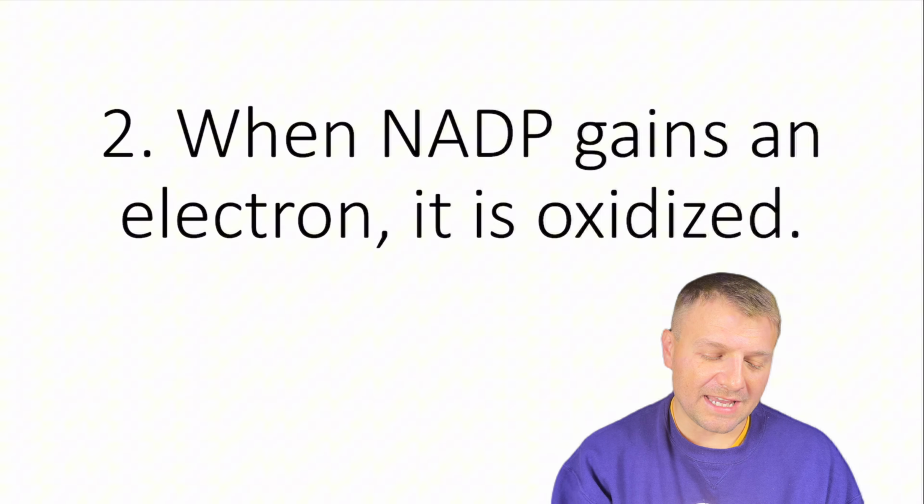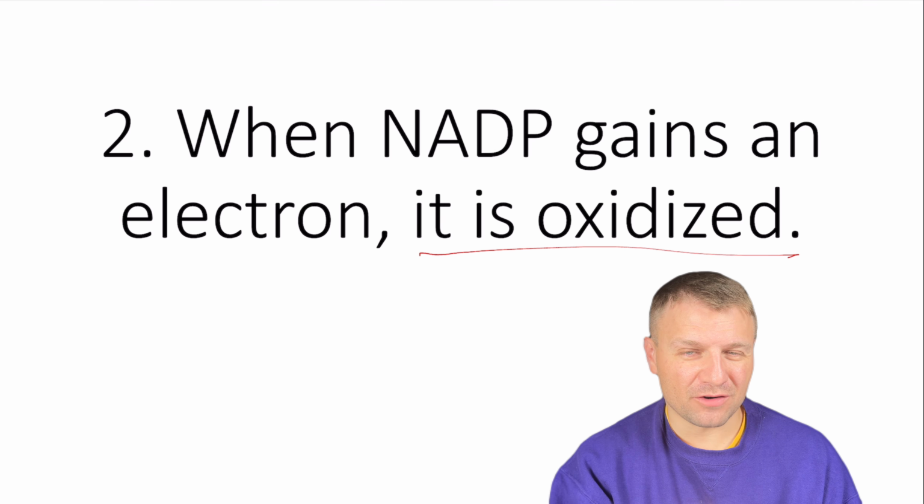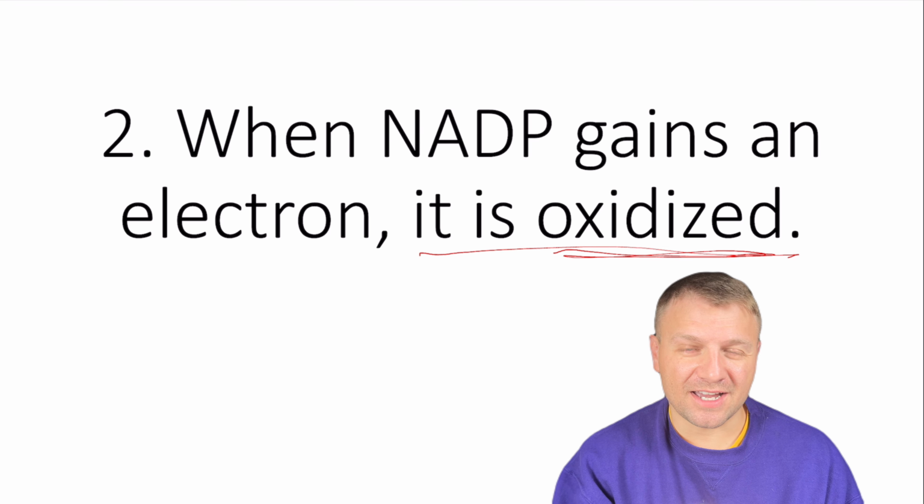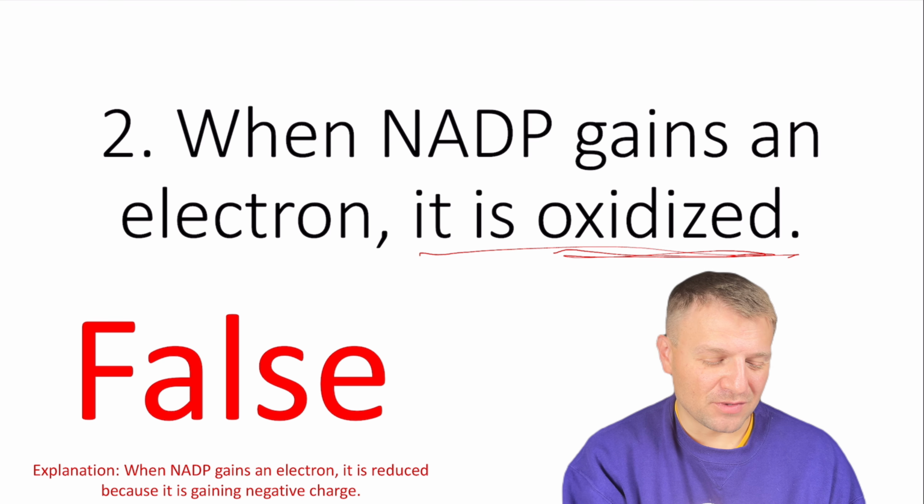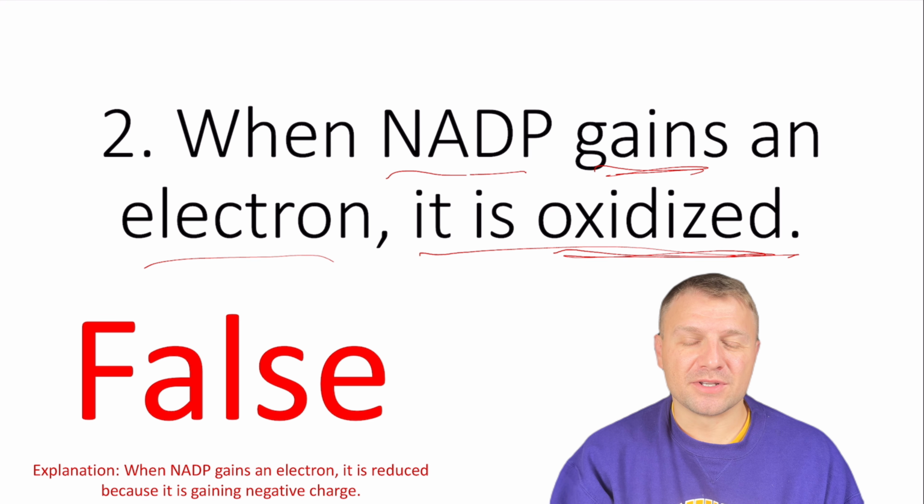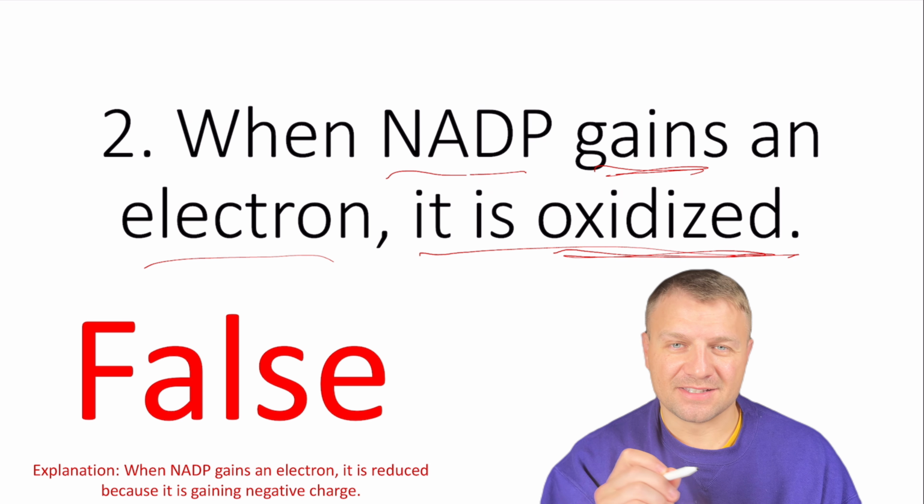Number 2, when NADP gains an electron, it is oxidized. Is this true or false? The main thing this is testing you on is, do you know the difference between being oxidized and reduced? This is false. Whenever NADP gains an electron, it's going to be reduced. I always think OIL RIG. Oxidation is losing, reduction is gaining.